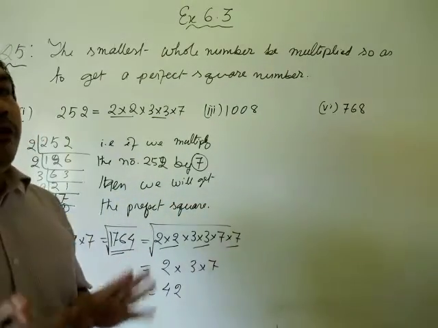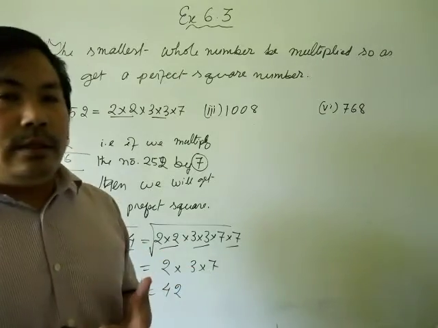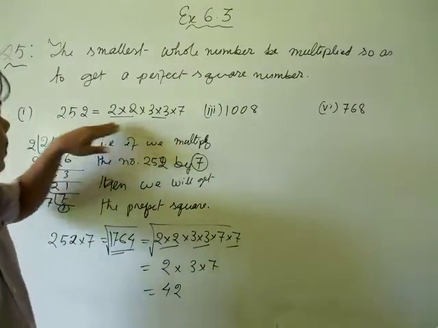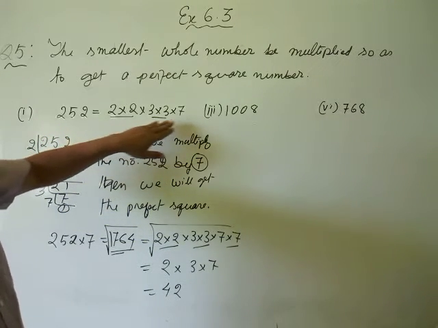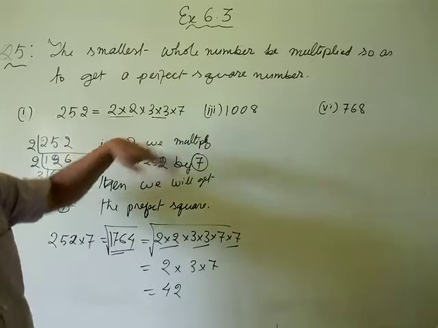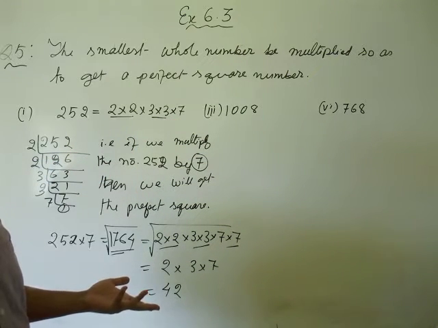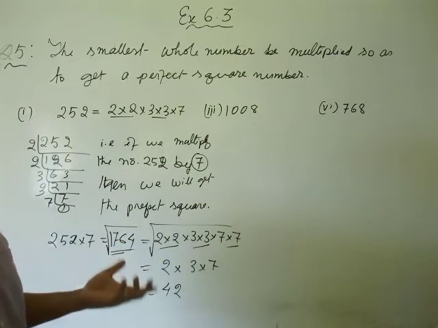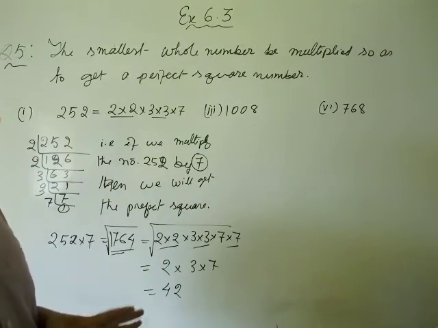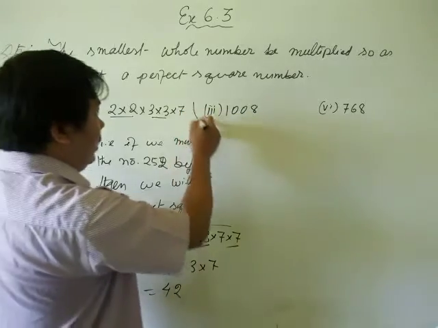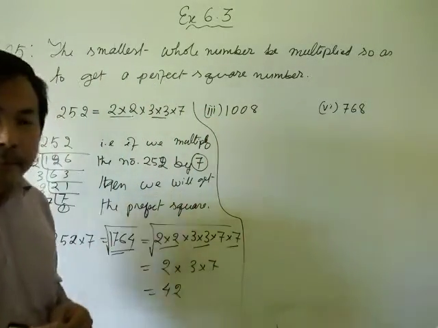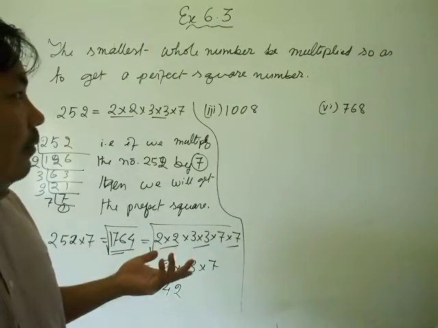If we can find the square root of the number, then the number is a perfect square. You see, we cannot find the square root of the original number here because one number is unpaired. If you find an unpaired number, then you cannot find the square root, and the number is not a perfect square. That's all. Like this, we can find the number to multiply to get a perfect square.